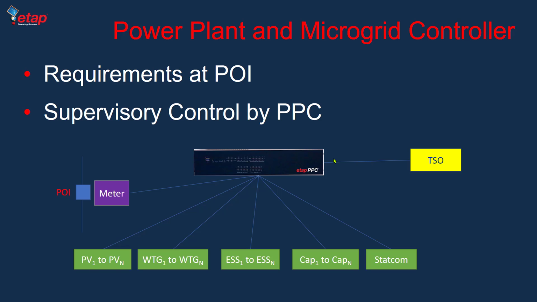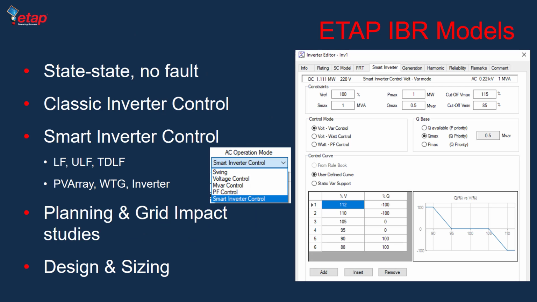Okay, so when you're trying to do the study and modeling of IBRs or a system including IBRs, you have to make sure that if it's working with a power plant controller or a microgrid controller, you understand the impact of those controllers and whether it's important to include them in the system or not. With that, I'm done with reviewing the fundamentals of the IBRs. And now we're switching to see what kind of models are offered by ETAP for IBRs.